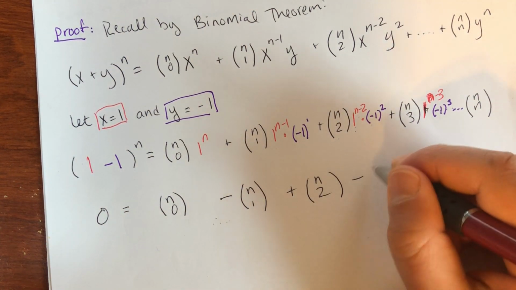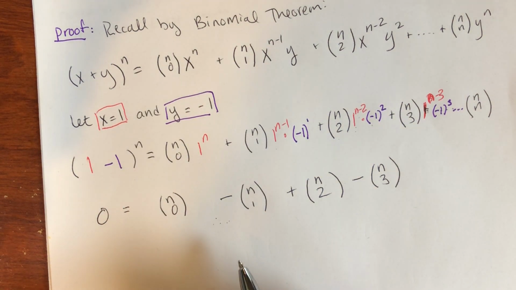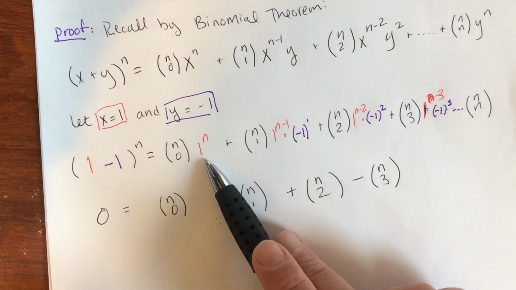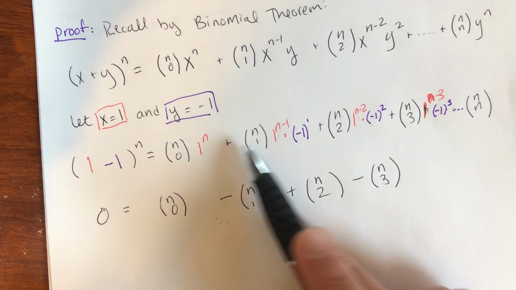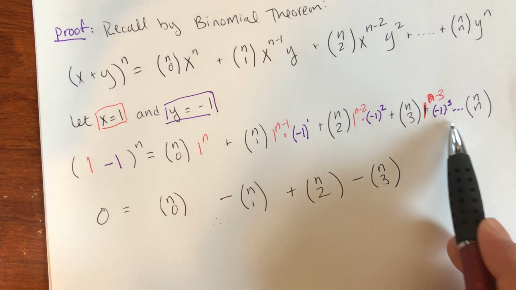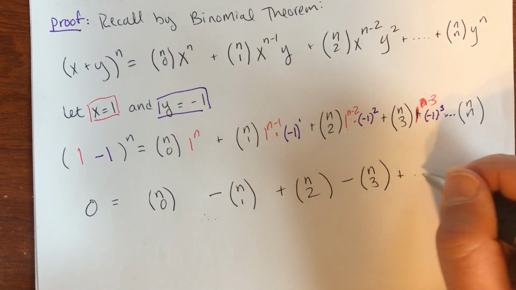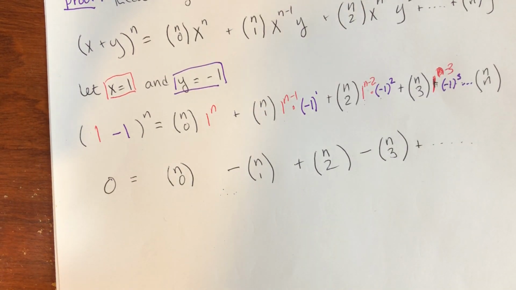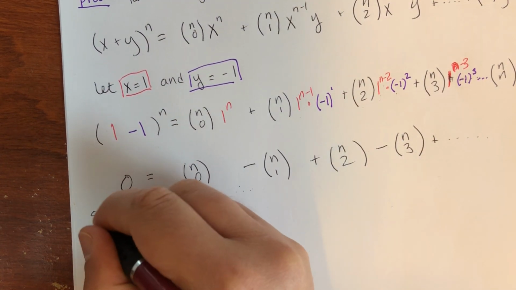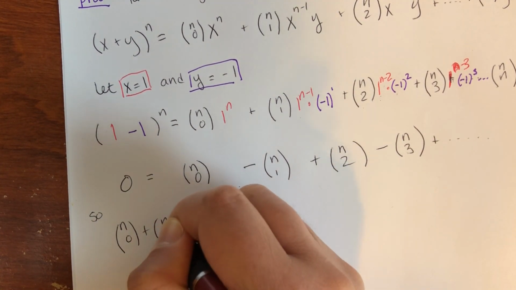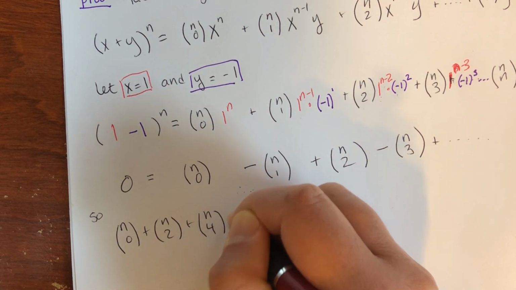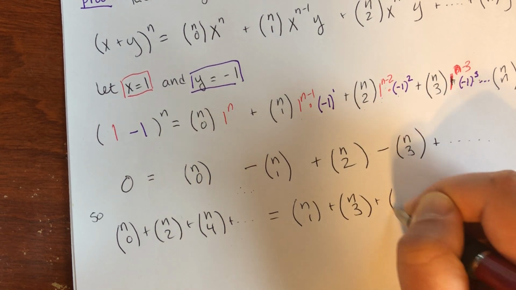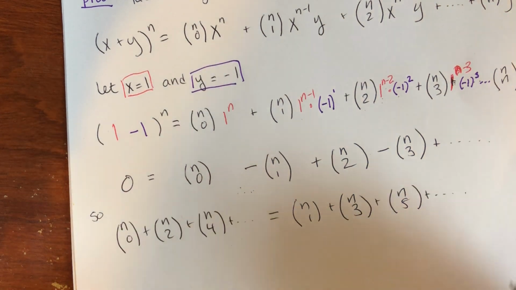So this is going to stay positive. And similarly, this next term will be negative, and it's going to continue to alternate like that, because our exponent on the negative 1 term is going up each time. It's negative 1 to the 0 power, so it's positive, then negative, then positive, then negative. It's going to keep alternating like that all the way down the line. And rearranging this equation gets us the result we were looking for: n choose 0 plus n choose 2 plus n choose 4, the even chooses, are equal to n choose 1 plus n choose 3 plus n choose 5, etc. That's the result that we were looking for.